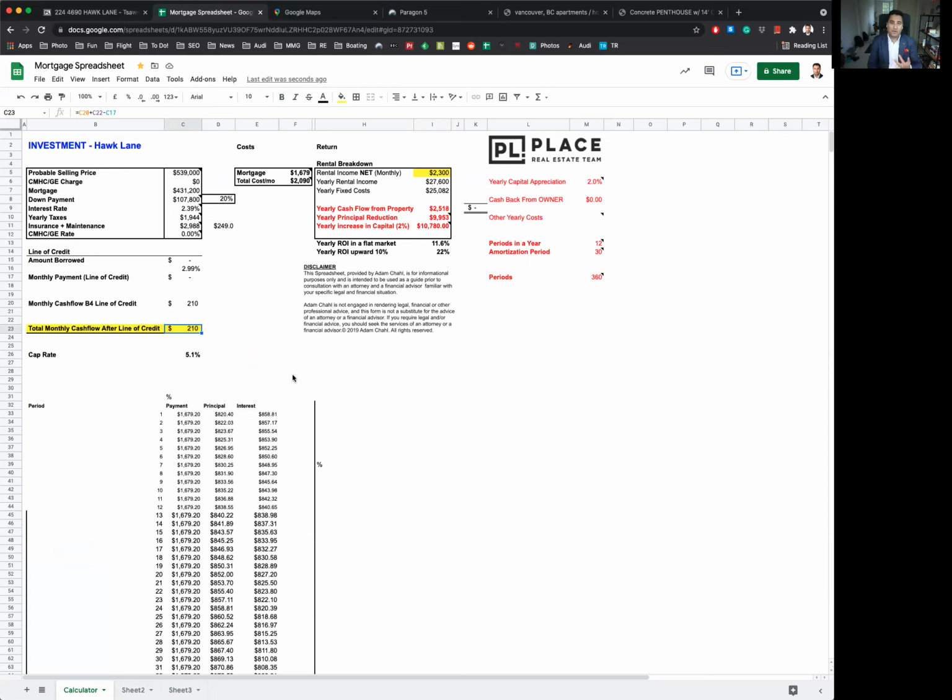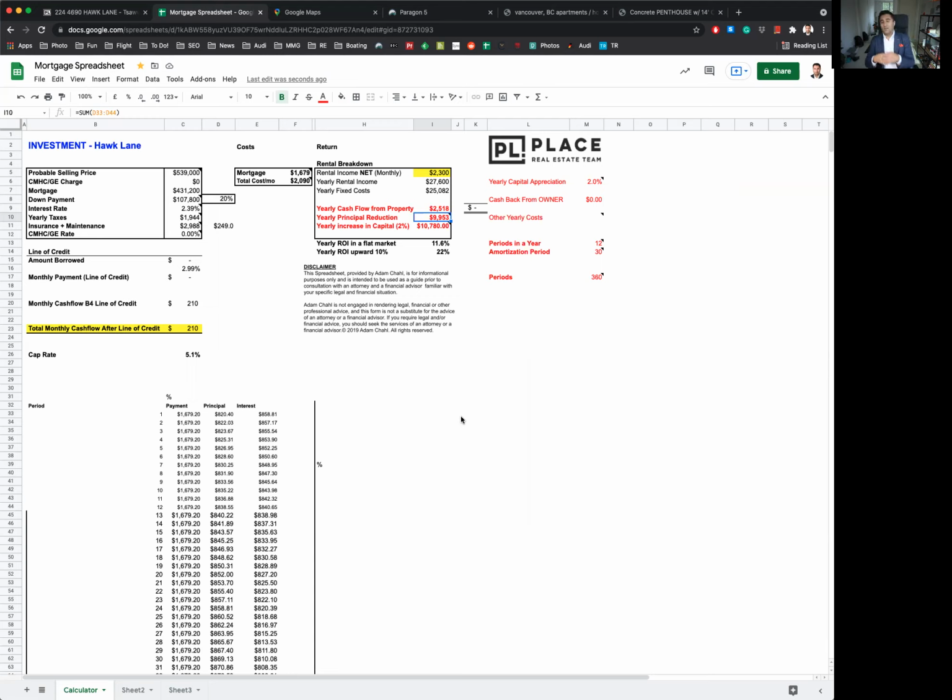The other thing that we look at when we examine these kind of properties is the principal reduction that you're going to make every year. So in this case, you're going to be paying off, or your tenant rather is going to be paying off about $9,900, let's say $10,000 of equity off your mortgage every year. So if your holding period is 5 years and you choose to sell, the market has done nothing. Let's say the market is equal to what it is now. You can only sell it for $539. Then you'll have $50,000 of equity that you didn't have at the start of this exercise.